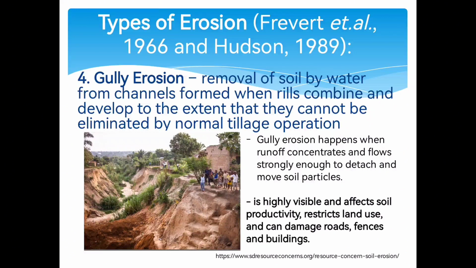The fourth type is the gully erosion. So, ito yung unlike the rill erosion, sa gully erosion is malalaki na kanyang channels na magpa-form. So this is the removal of soil by water from channels formed when rills combine and develop to the extent that they cannot be eliminated by normal tillage operation. It happens when runoff concentrates and flows strongly enough to detach and move soil particles. This is highly visible and affects soil productivity, restricts land use, and can damage roads, fences, and buildings. So, worse na to guys, yung gully erosion.